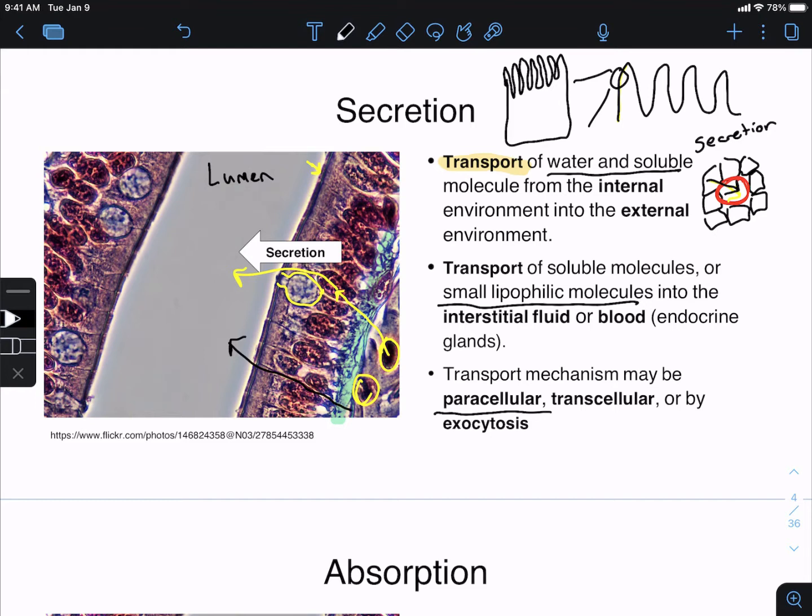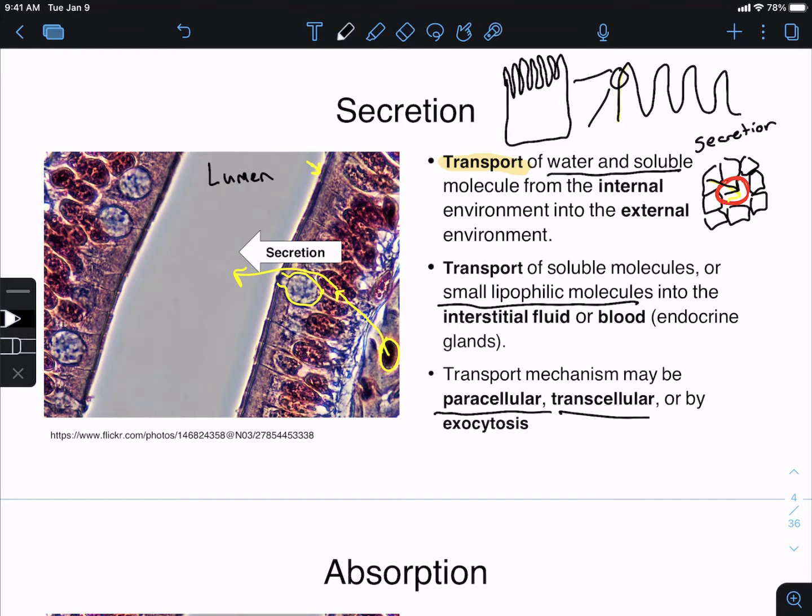We could perhaps, for example, transport water into the lumen through paracellular transport, but as I mentioned, that's less common because we tend to want to regulate that, and so we're going to have gap junctions in place to prevent that process.